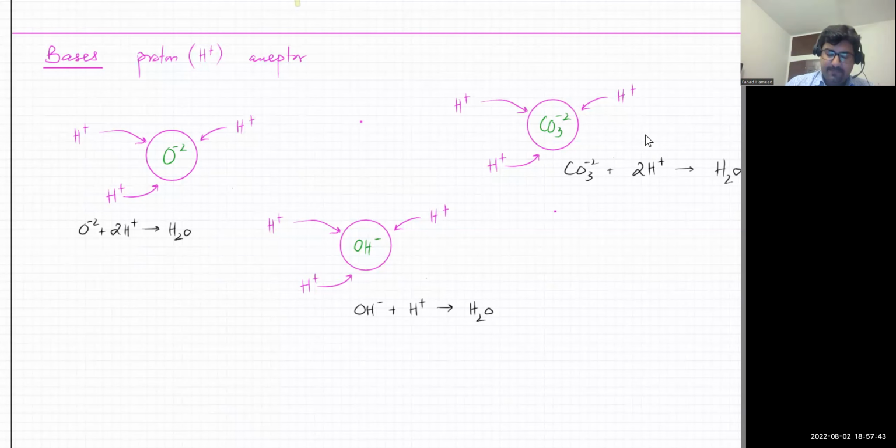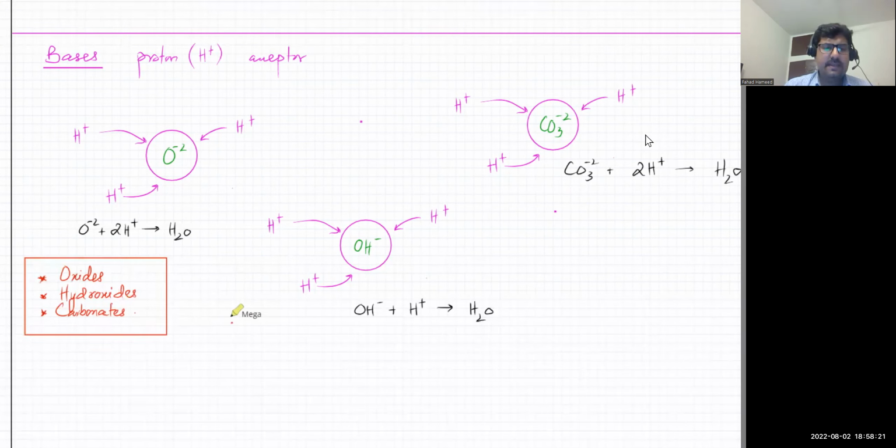Okay, so you did three bases. So what are your three bases? I'll just list them over here. So the three things that are basic are oxides and hydroxides and, the last one is carbonates. Okay, you've got 3 types of bases.